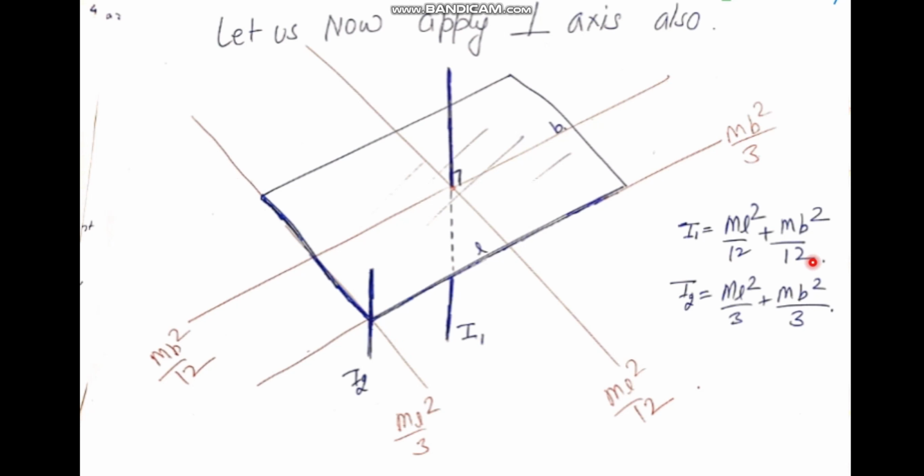So moment of inertia for rectangular plate about an axis through center and perpendicular to its plane will be ML square by 12 plus MB square by 12, and for an axis through its corner and perpendicular to the plane of the plate, it will be ML square by 3 plus MB square by 3.